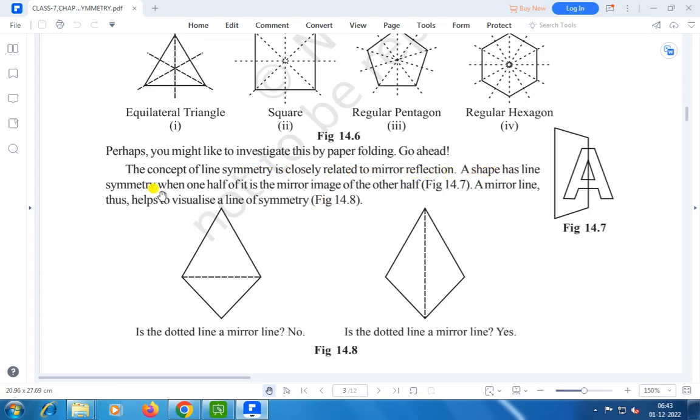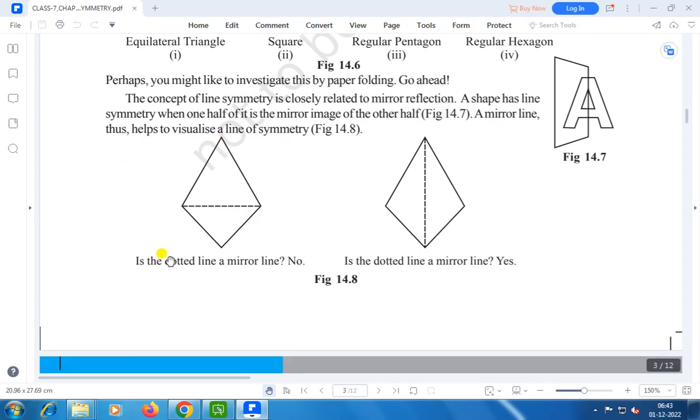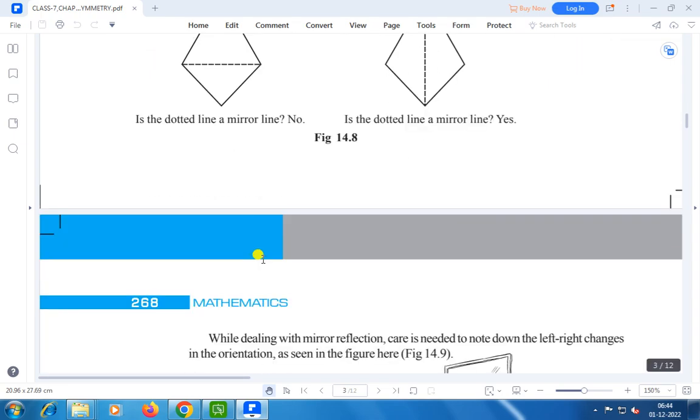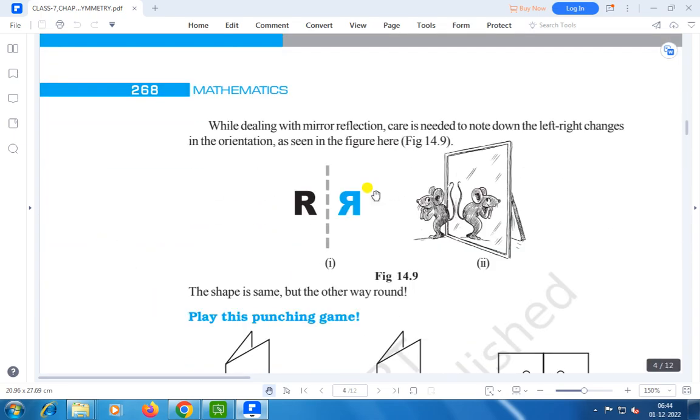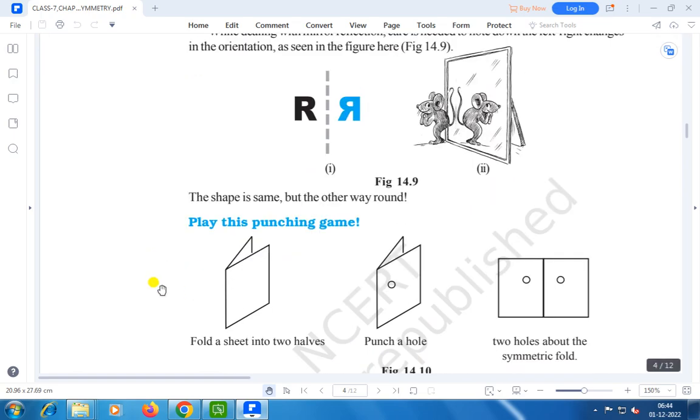A shape has line symmetry when one half of it is the mirror image of the other half. A mirror line thus helps to visualize a line of symmetry like this. Is the dotted line a mirror line? No, this is not the mirror line. Is the dotted line a mirror line? Yes, this is a mirror line. Now here you see that while dealing with mirror reflection, care is needed to note down left or right changes in the orientation as seen in the figure here. Right? The shape is the same but the other way around.